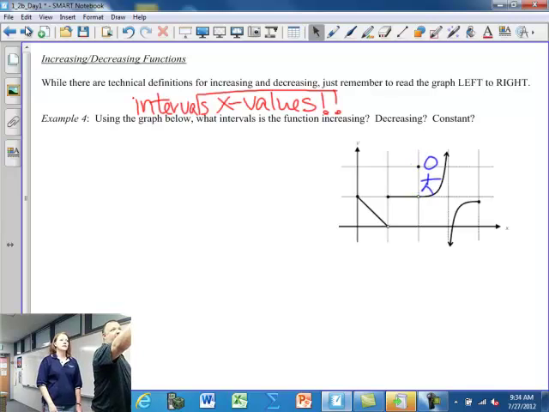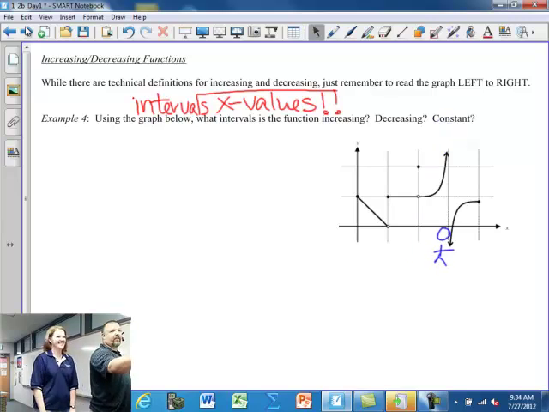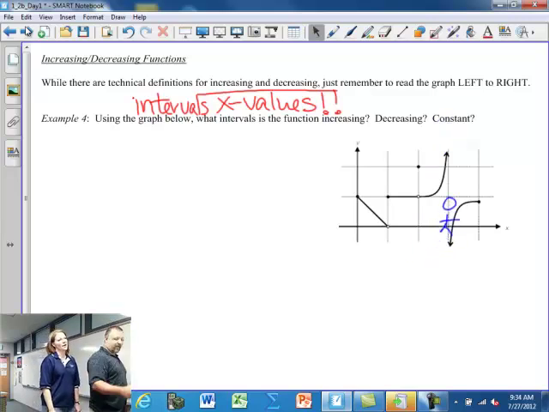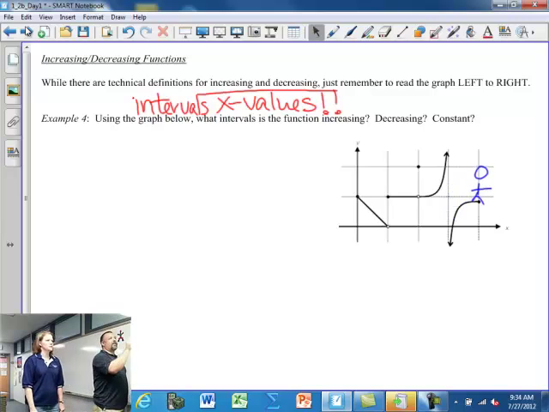Then there's this removable discontinuity. Right. And then he goes like this. Is he going up or down? He went up, so he's increasing. But then there's this vertical asymptote, so it doesn't count. So he falls over here. Yeah, he falls over, and then he's going to go this way. He's going up again, right?